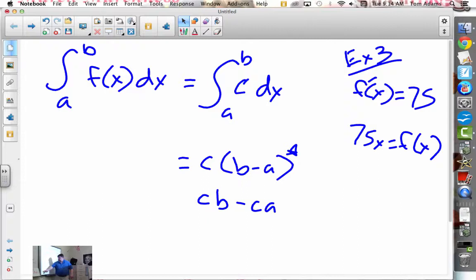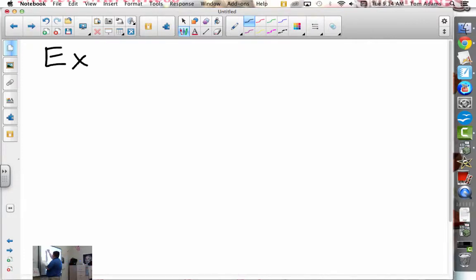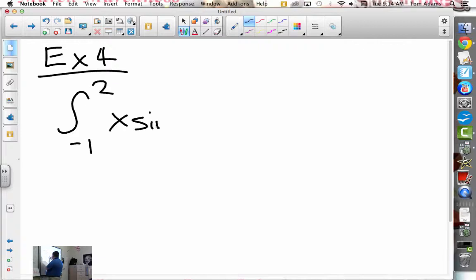So for example number 4, we're going to try to do something a little more challenging. In example 3, I showed you how to evaluate it on your calculator, so example number 4 is just some more practice. Now we're just going to do a couple of functions. So I'm just going to write these functions down, and we'll start with the first one, but we'll do a couple of them. So we have the function x times sine of x.